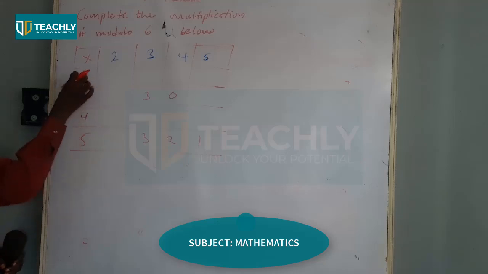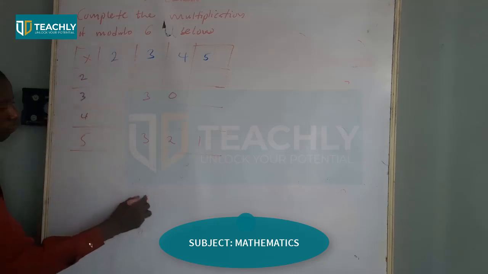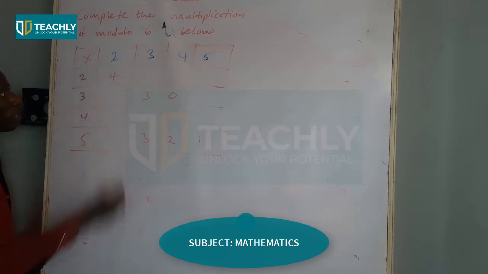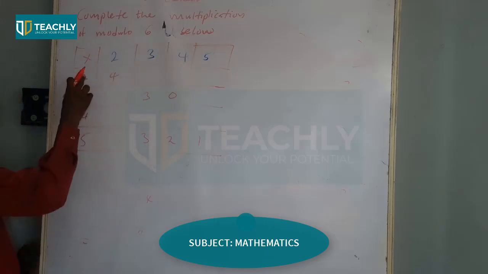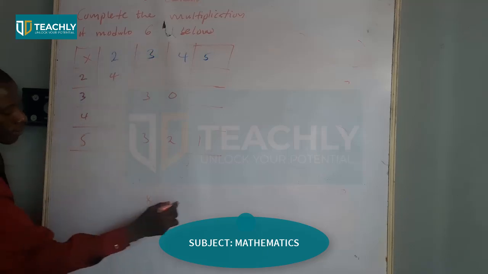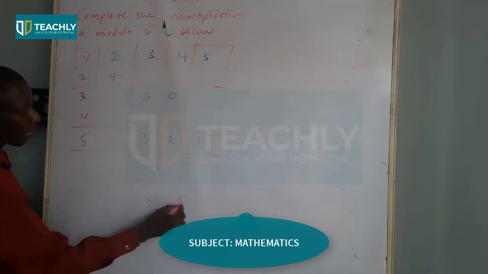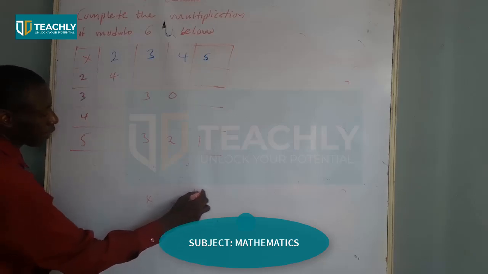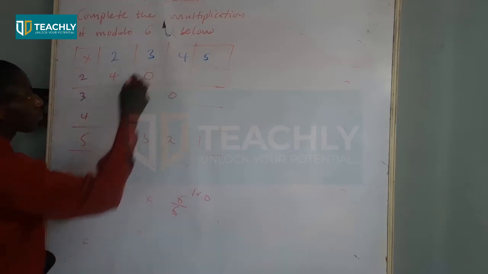Just 2 times 2, it will give you 4. Since it's not up to the modulo, we are going to put 4 here. The same thing here, 2 times 3, that is 6. Since you are operating with 6, divide by 6. You have 1 remainder 0, so you are going to write remainder 0.